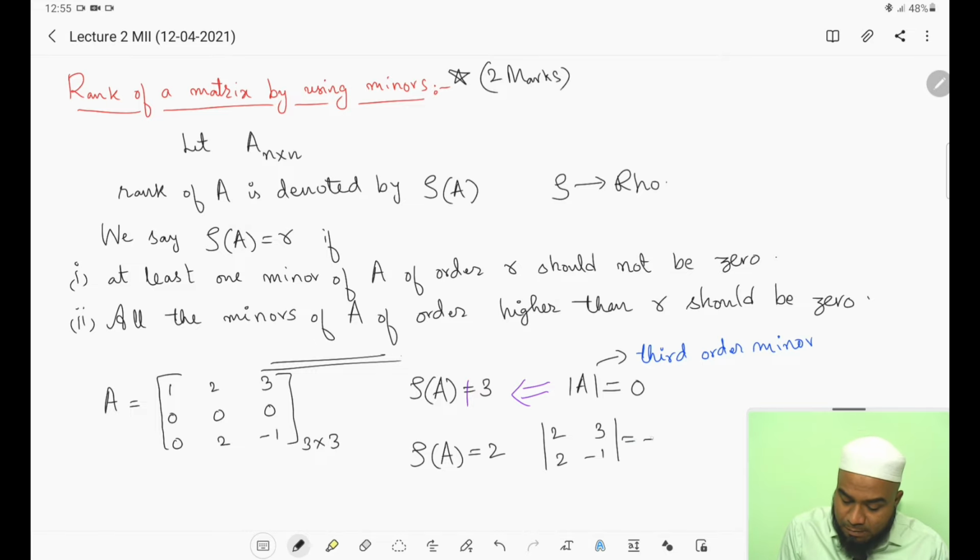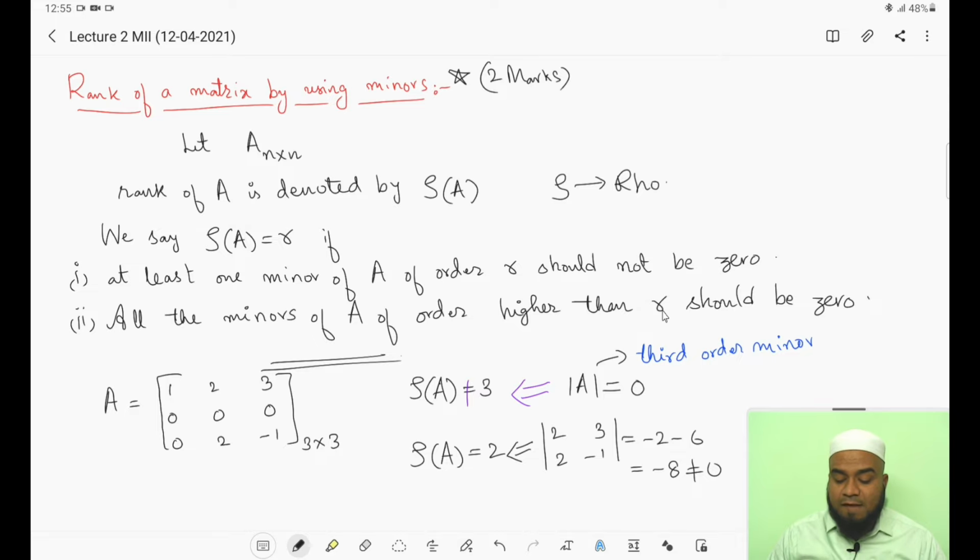Let us simplify this. What we will get? Minus 2, minus 6. So we get minus 8, which is not equal to 0. We got one second order minor which is not equal to 0. Then its rank can be 2, because we are getting at least one minor of second order not equal to 0. The first condition is satisfied, but we need to verify the second condition also.